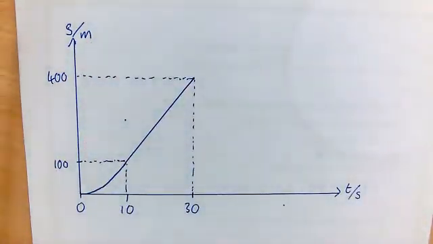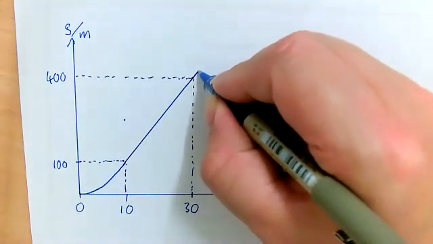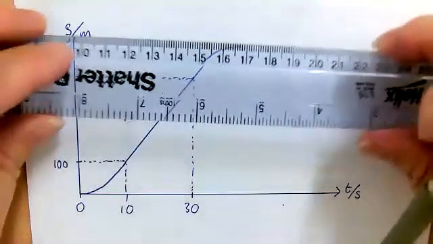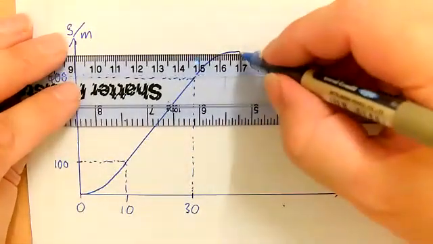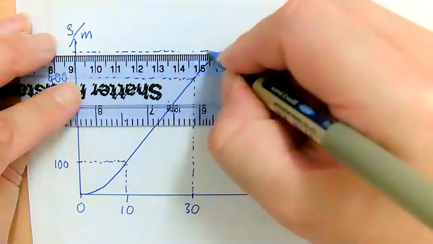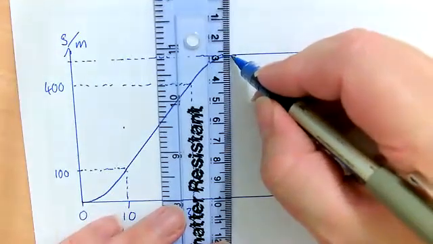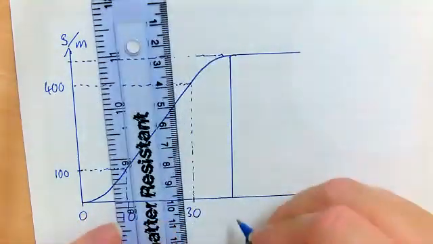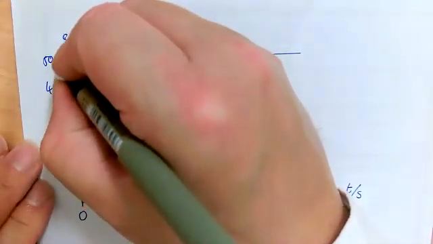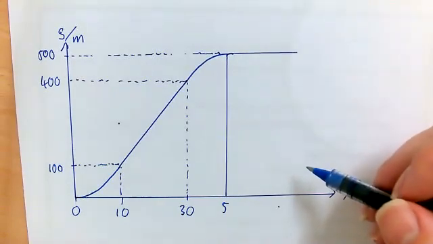Okay. And then the car hits the brakes. Now, if it hits the brakes, the velocity is going to decrease, so the gradient of your graph decreases. There we are. And let's say it does that in 5 seconds or something like that. Just pulling numbers out of thin air, really. That should be a dotted line, I apologise. So there's 500 meters. So the car's total journey length was 500 meters.